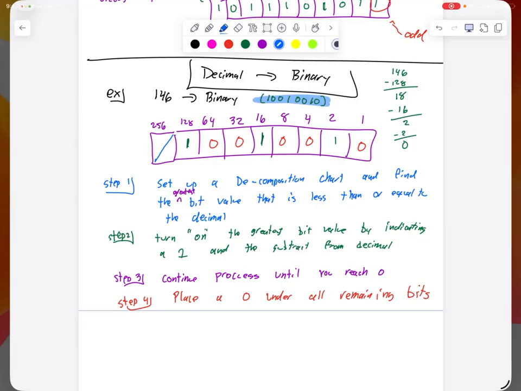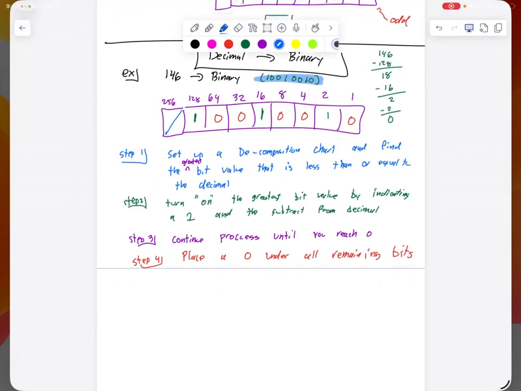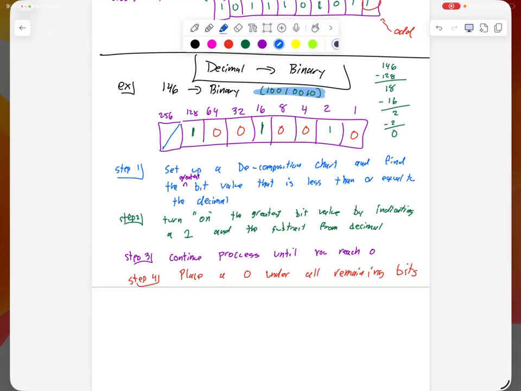So that's the next piece that we're going to be doing. So let's do another example. We got just enough time to do one more example, and then we're going to be done. Questions on those steps? It's all about finding the greatest bit value. When I say bit value, I'm referring to these numbers up here.